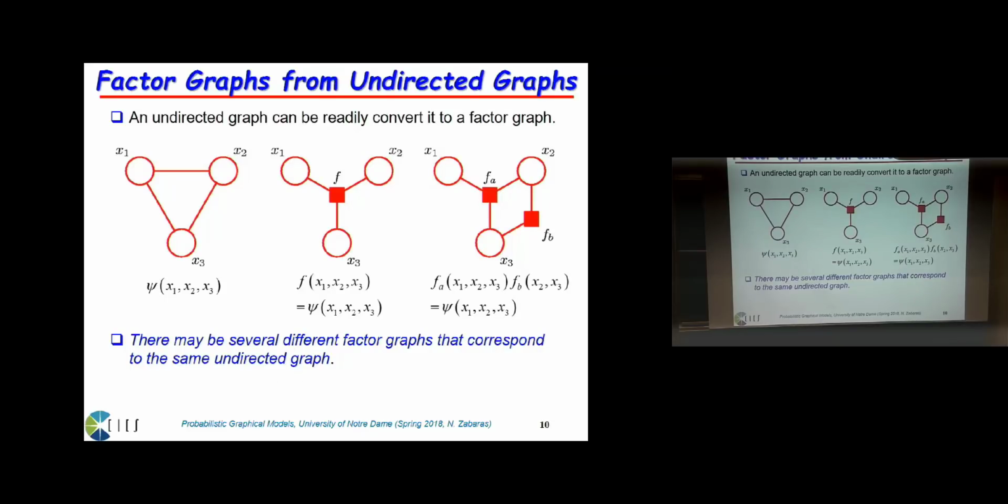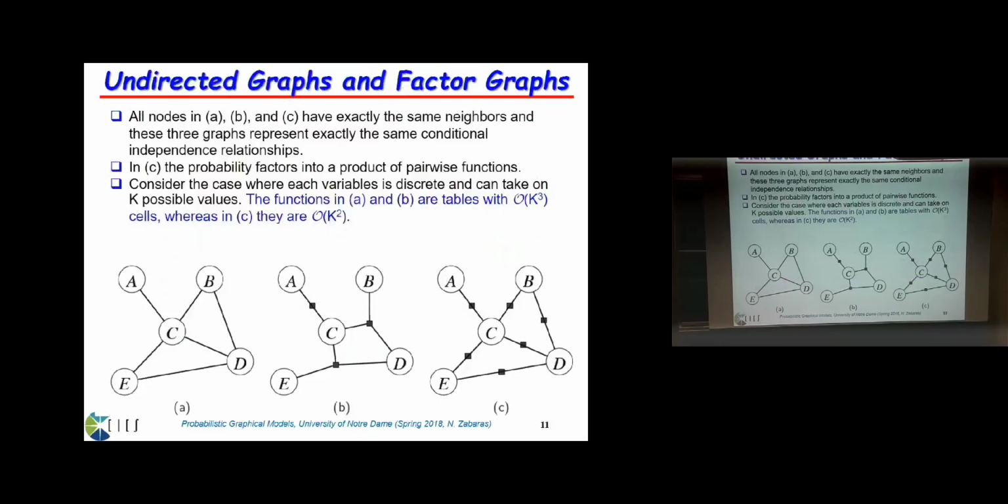Right, and as I said, there are several factor graphs that correspond to the same undirected graph. So in this case, there is only one clique, so you can connect all x1, x2, x3 together in one factor. But here, actually, you can do weird things and split it into a factor of 3 and also a factor of 2. Of course, you're not going to gain anything with that, but that's another story.